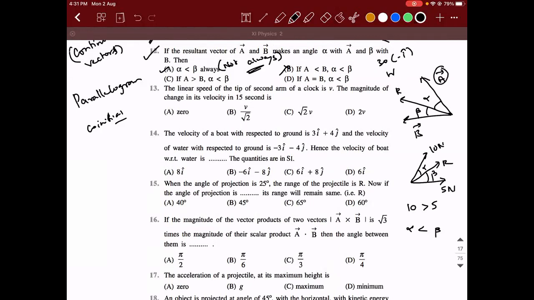Had this been 5 and this been 10, then beta would have been less than alpha, because the resultant is closer to this. So the answer will be C. The angle made by the resultant with the vectors is inversely proportional to whom? Inversely proportional to the magnitude. Then you can ask me what will happen in the case of D. Can you guys guess?